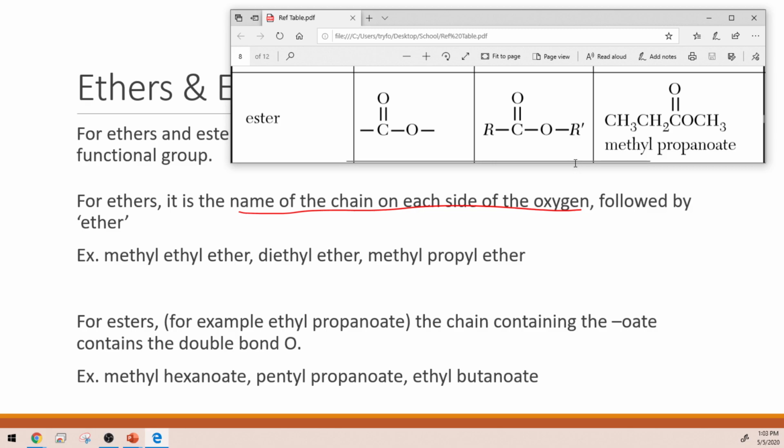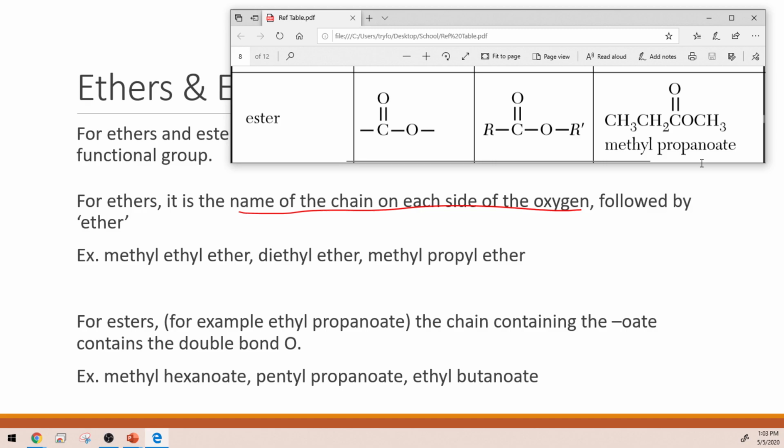And so the thing that we do here when we name these things: the carbon chain that contains this double bond O is going to end in OATE. So here we have methyl propanoate. This OATE ending tells me that prop, 3 carbons with a double bond O, then connects to an O, which then connects to a methyl. It's a lot more complicated with words than it will be when I start drawing them out.